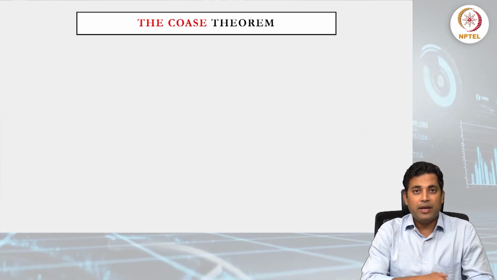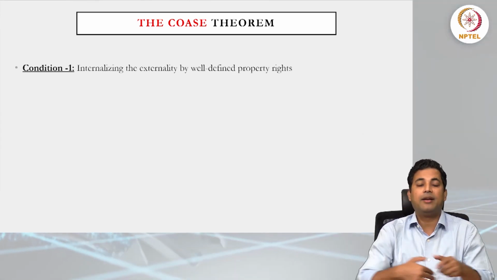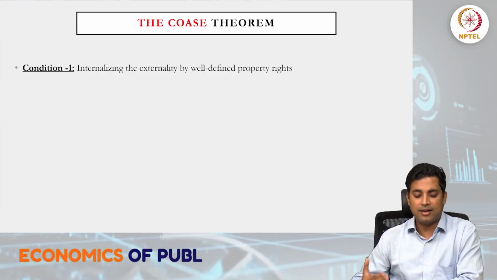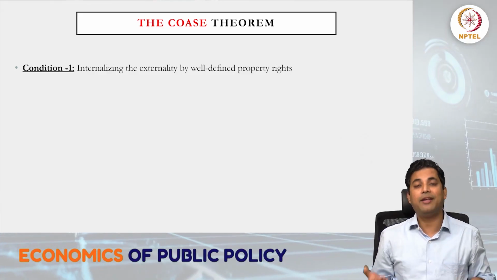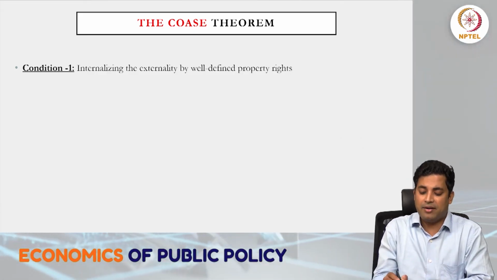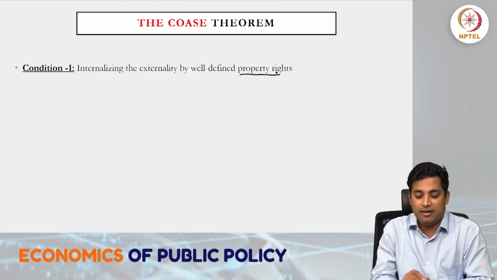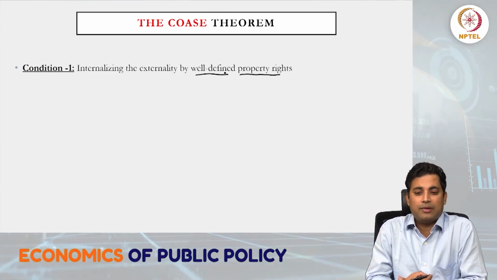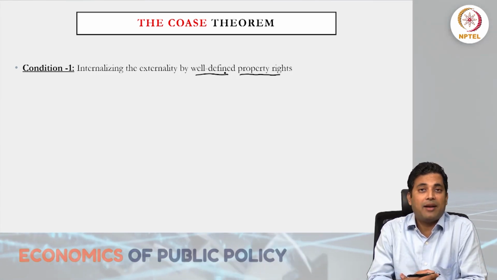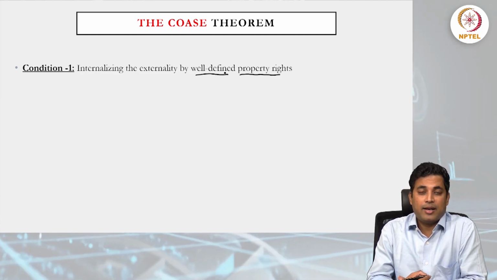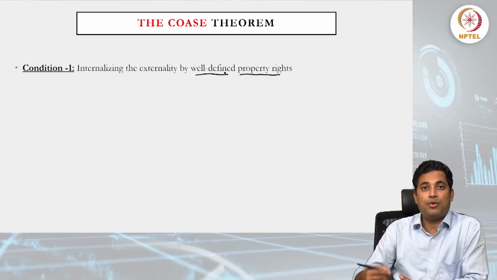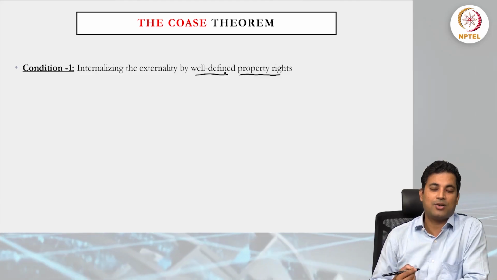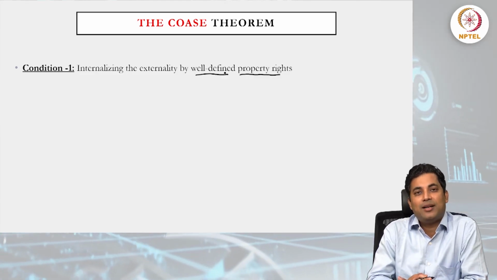So now, as we proceed further with the Coase theorem, there are two conditions that I would like to reiterate. The first condition is to internalize the externality by well-defined property rights. So certainly property rights are the emphasis here, and they should be very well defined. One can also think that the moment property is involved, and rights over property or rights over utilization of resources, then transaction cost theory comes in, like formal transactions or informal transactions.